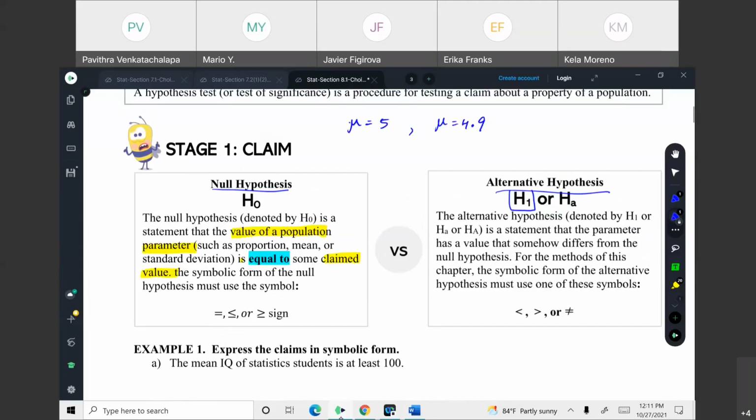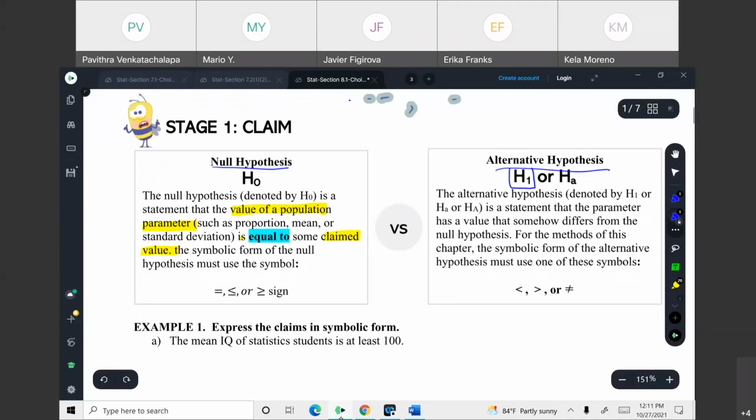Okay, accept the null hypothesis. Now this sign. So we generally use equal to sign for null hypothesis. Equal to. Only this sign. Okay. So this is in your lab 8.